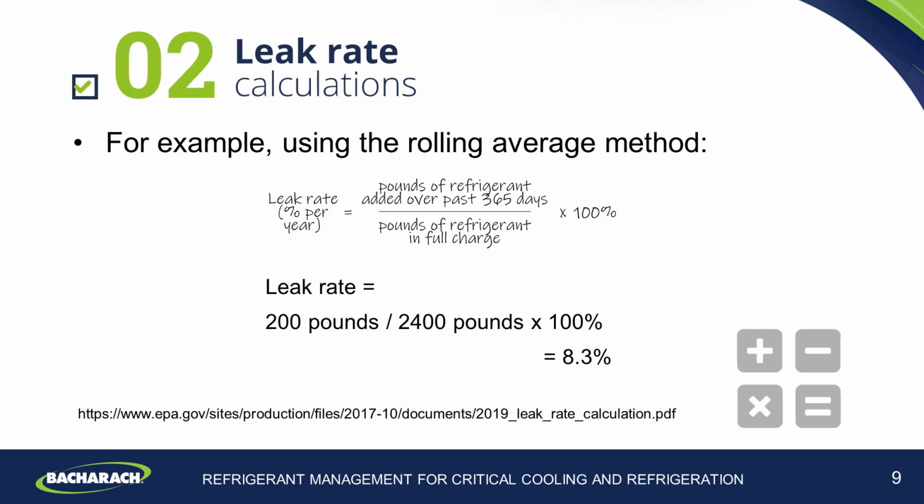Now that £200 might be just one addition, or it might be multiple additions that sum up to that £200. The key thing is you're taking the total amount that has been added over the last 365 days. And hopefully that makes that clear. Thanks.